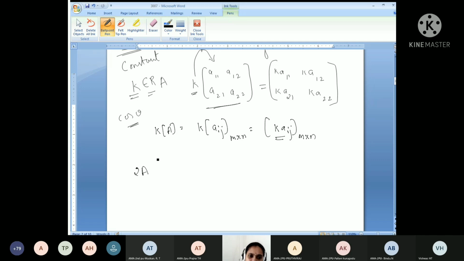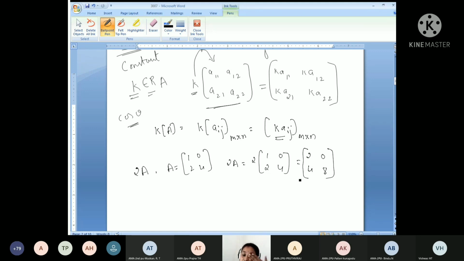So you want to write 2A, when A is equal to the matrix 1, 0, 2, 4. Then how will it be? 2A is equal to 2 into matrix 1, 0, 2, 4. This is equal to, take 2 inside the matrix: 2 ones are 2, 2 zeros are 0, 2 twos are 4, 2 fours are 8. This is your matrix.